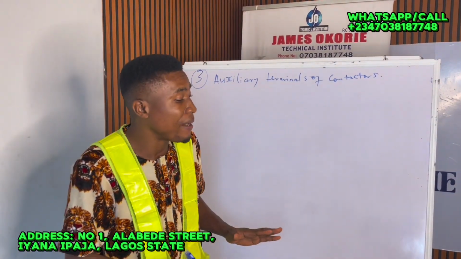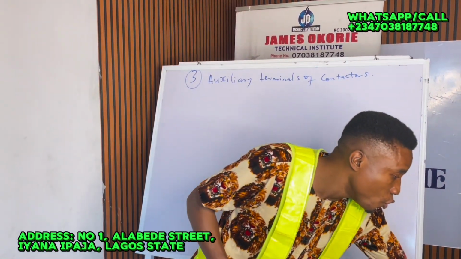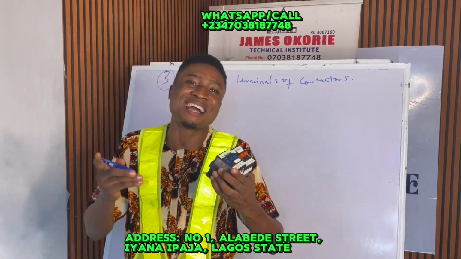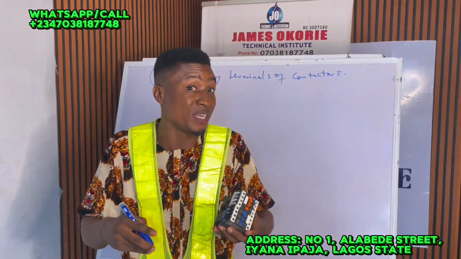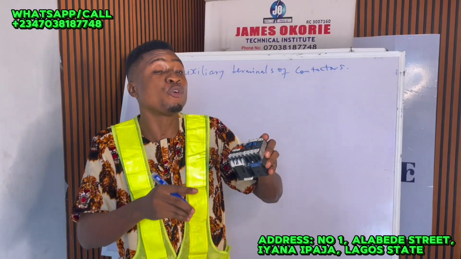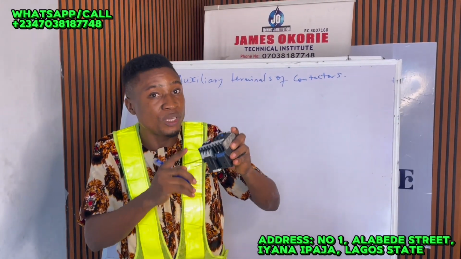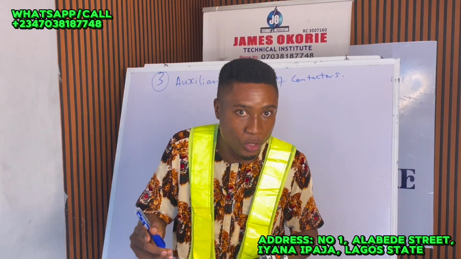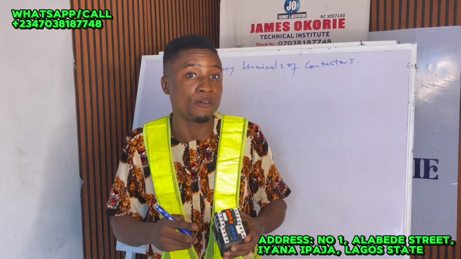Remember, we are still talking about contactors. For people that have been following our videos, we are talking about the terminal categories of contactors, because as an automation engineer, you must know and understand how to use the terminals of contactors, without which you might not know how to use contactors. So we have discussed the power or main terminal of the contactor. We have discussed the control or coil terminal of the contactor.